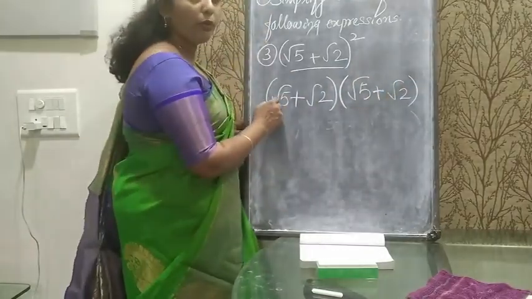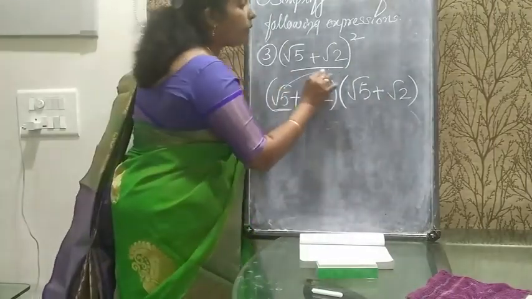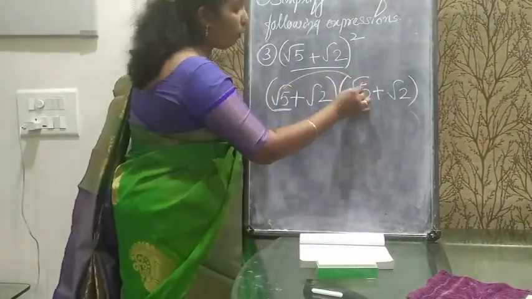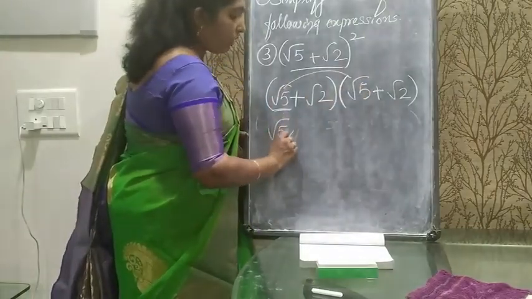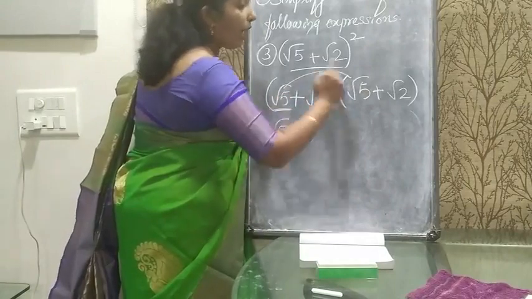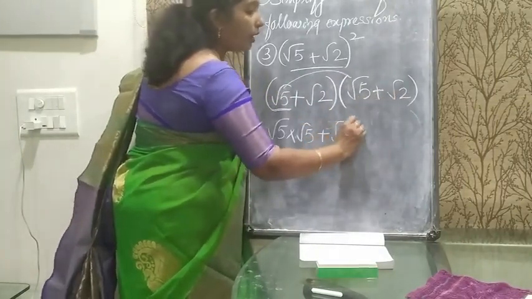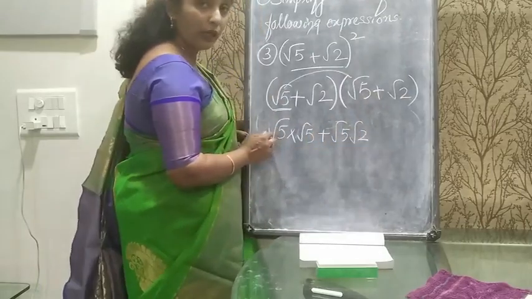Now what you have to do? You have to open the bracket. First I am taking root 5. With root 5 you have to open this. So root 5 into root 5. First term will be root 5 into root 5. Then root 5 into plus root 2, root 5 into root 2. That is the second term.